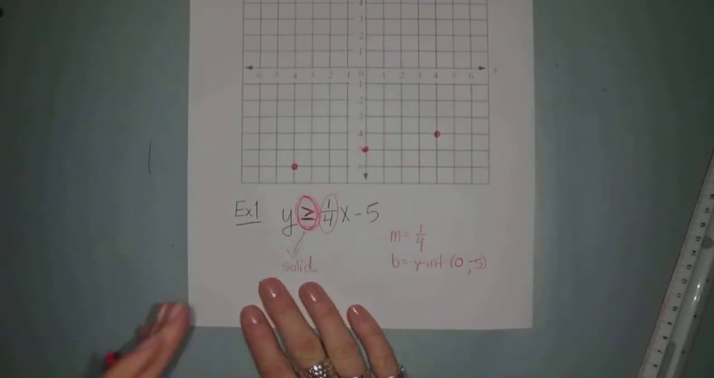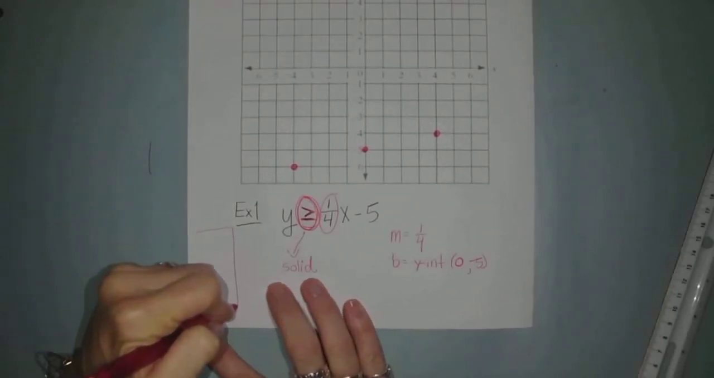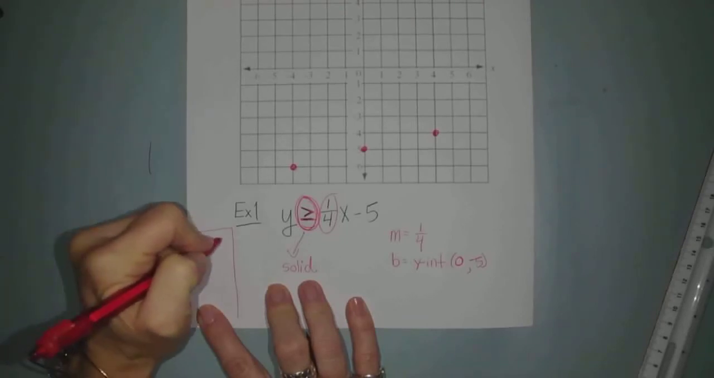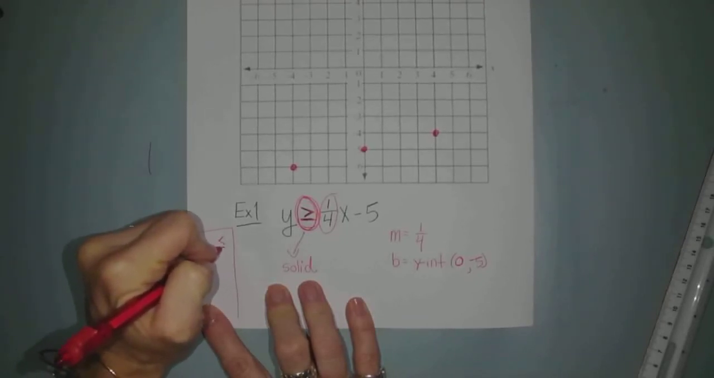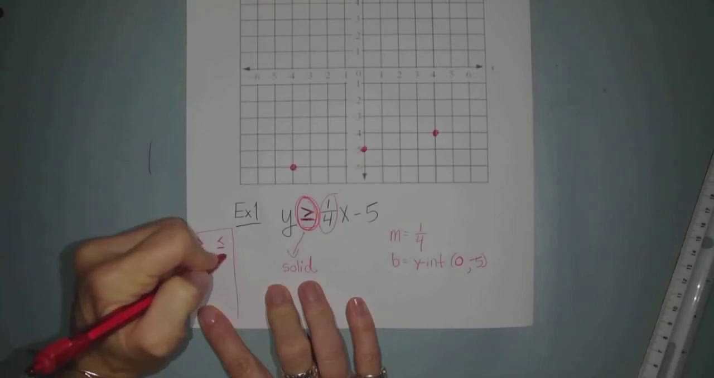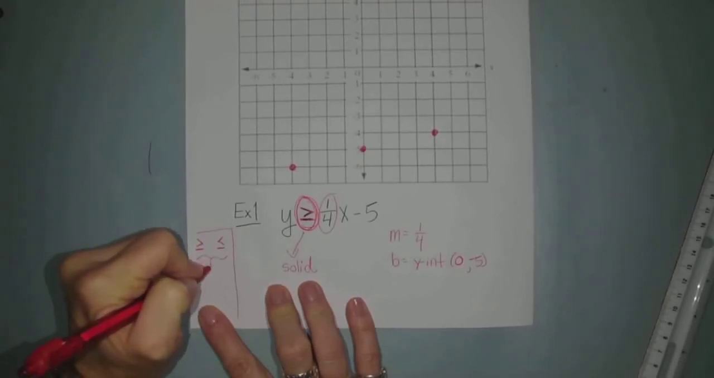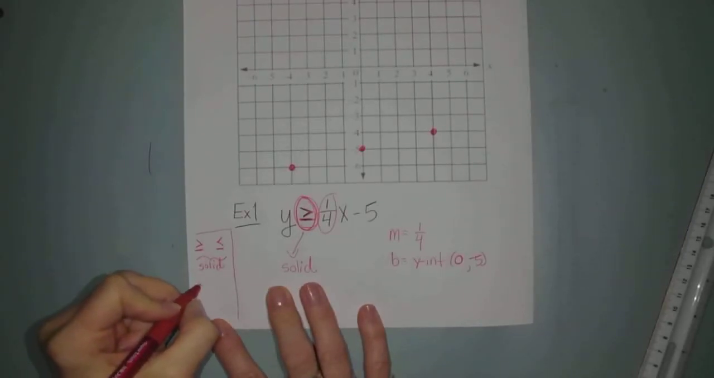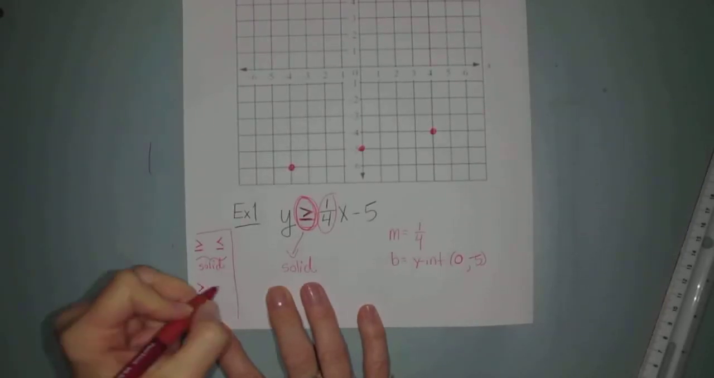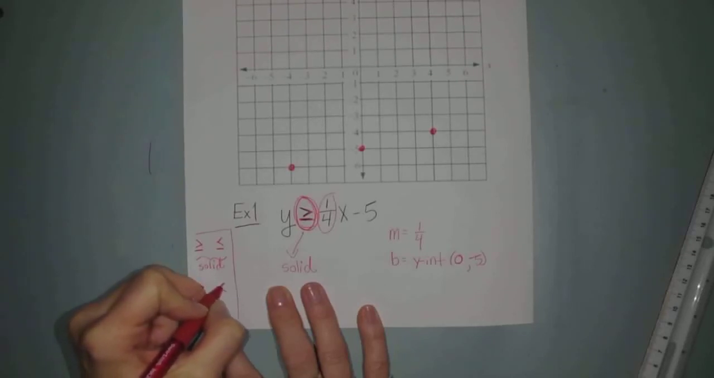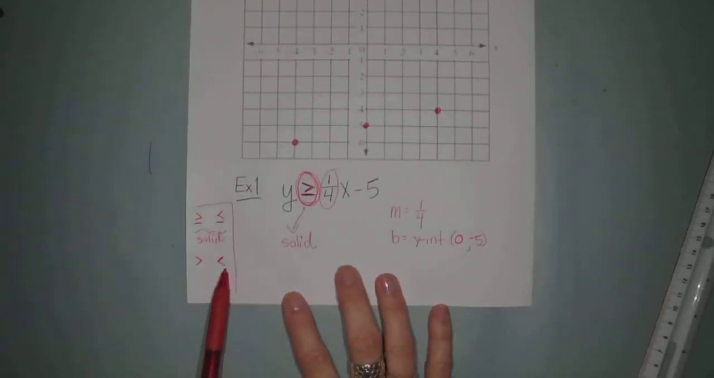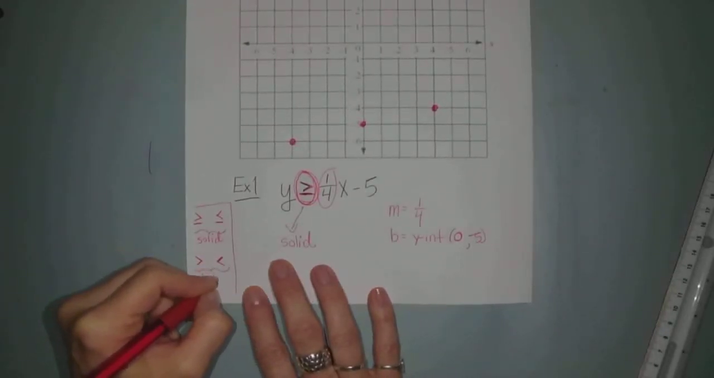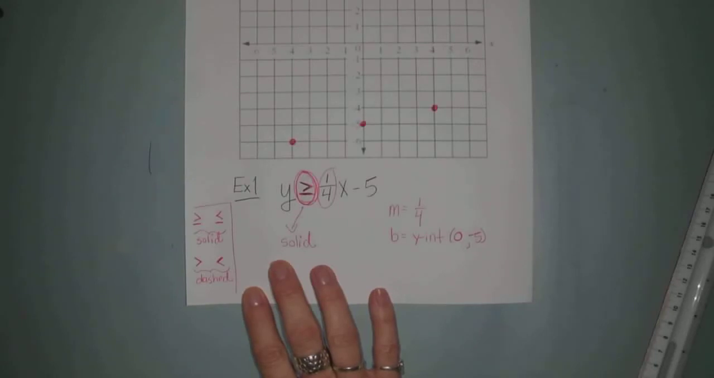So maybe off to the side, you want to write yourself a little note. If your symbol is greater than or equal to or less than or equal to, either way, when it has the equal to, we are going to have solid. But if your symbol, and we'll see this in another example, does not have the equal to, it's just greater than or less than, then that will be dashed, and I'll show you what that looks like in a second.